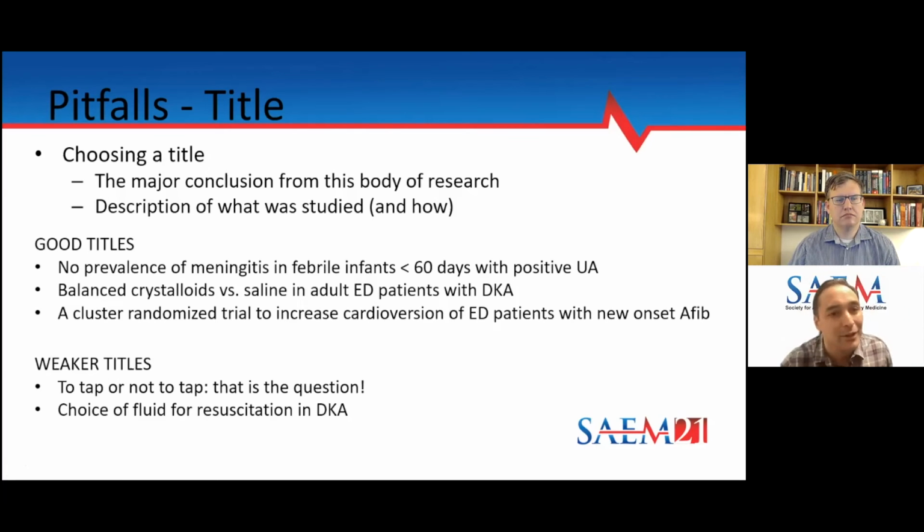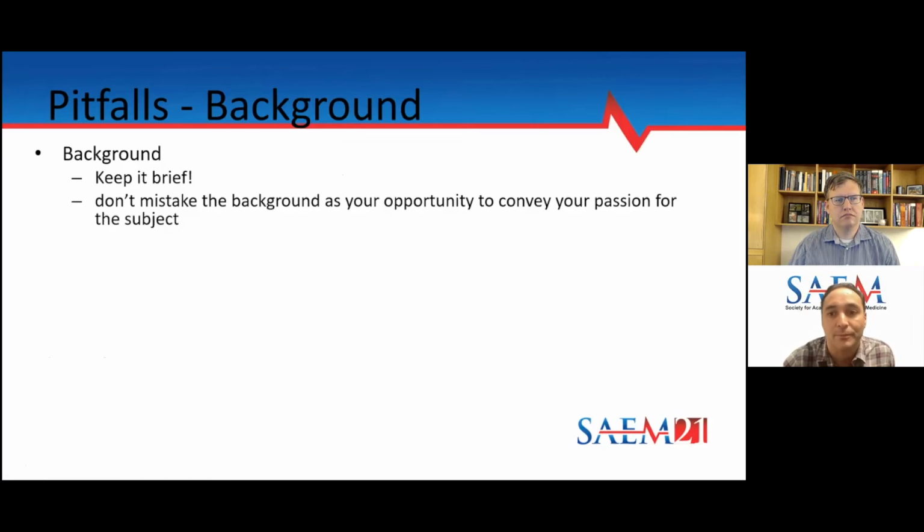And the last one I think is important to highlight because you see "choice of fluid for resuscitation in DKA" doesn't really give you much information. It's somewhat vague. There's no report of what was found, and it's not even clear exactly what was done there. So I think you want to stay away from that if possible.